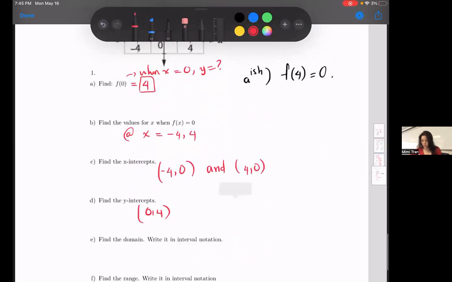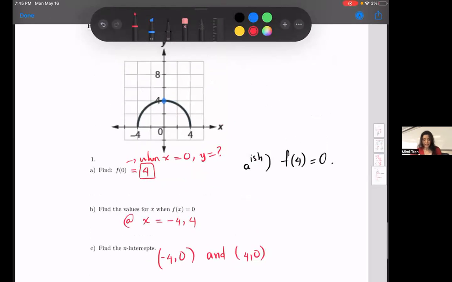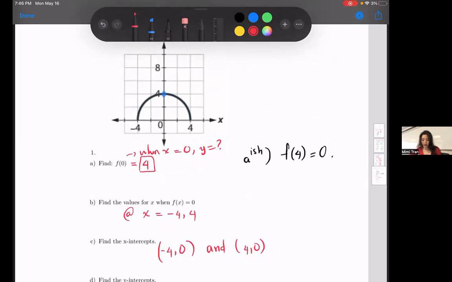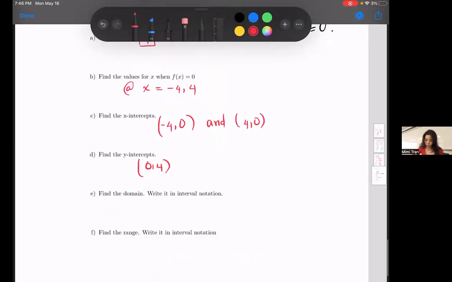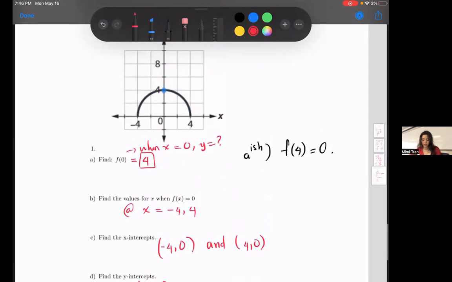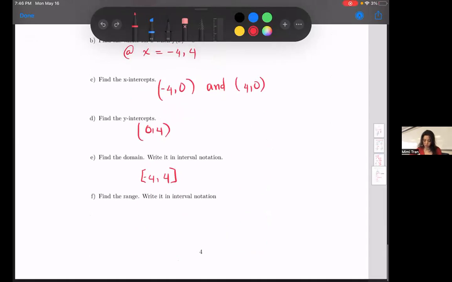Find the domain, write it in interval notation. The domain is on the x-axis. From left to right, it looks to me like it starts from -4 to 4, of course -4 and 4 included. What about the range? From bottom to top, it starts from 0, because the height starts right there. Go to 4. So 0 to 4, of course 0 included and 4 included as well.